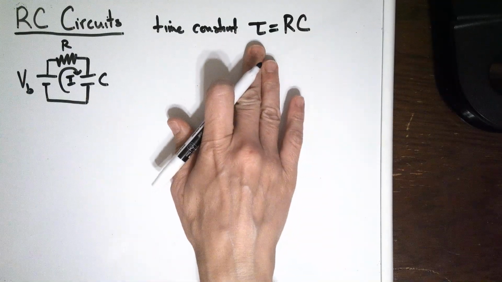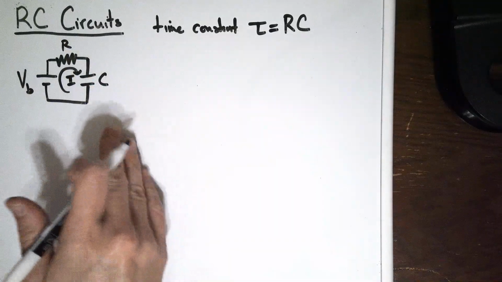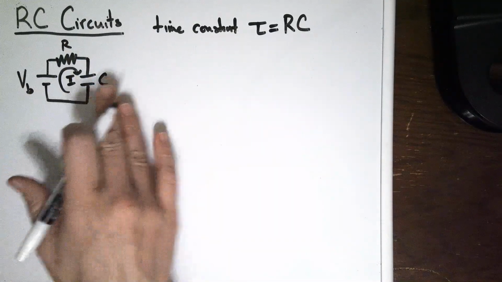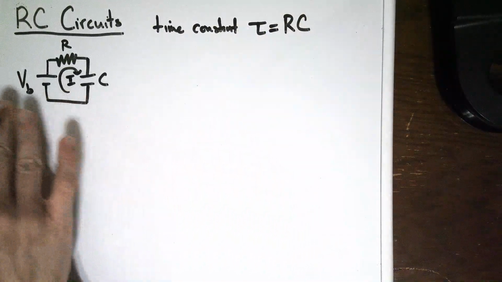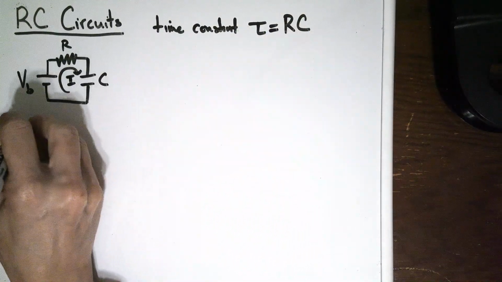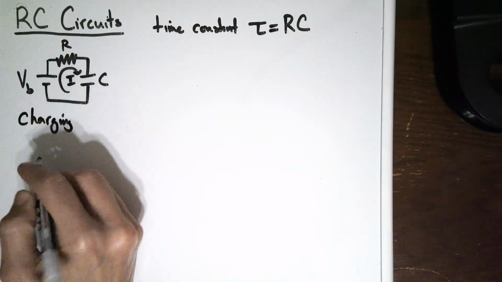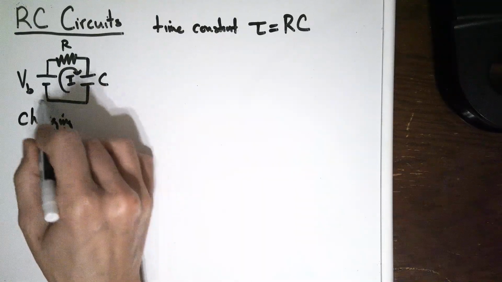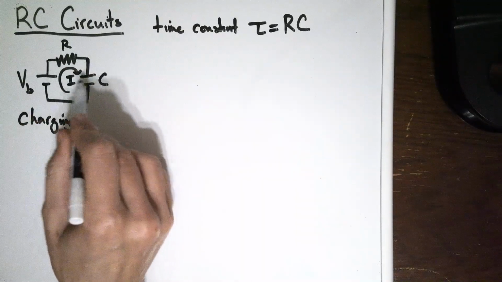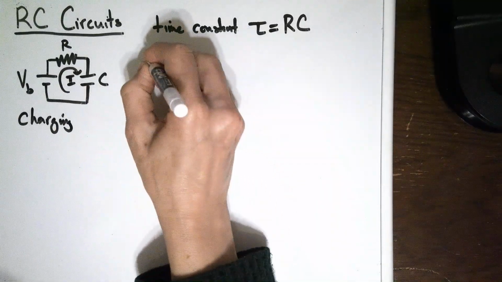Now this isn't the time that it takes to charge fully. It actually takes an infinite amount of time to charge this up fully, but it does characterize how quickly it happens. So, all right, say we've got this situation. We are charging the capacitor, so there wasn't any charge on it at the start, and then we plug the battery in and the current starts going and the charge starts piling up on the capacitor.